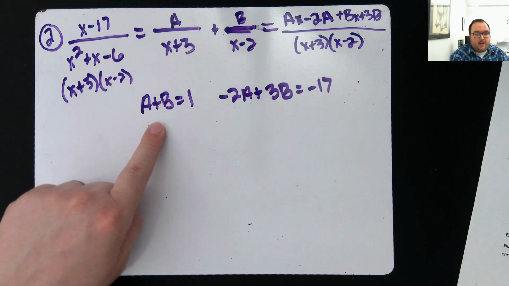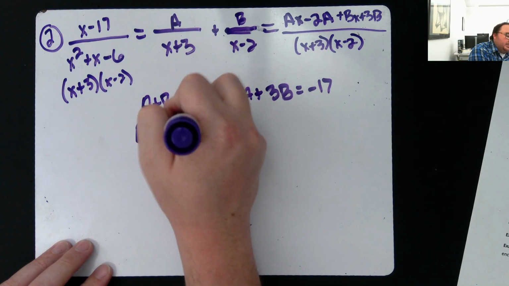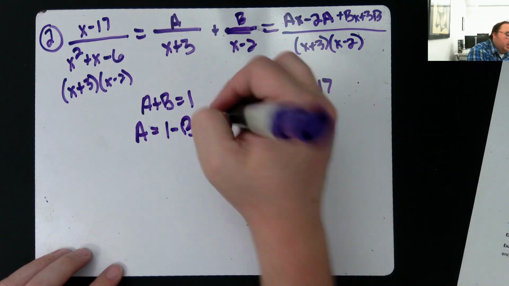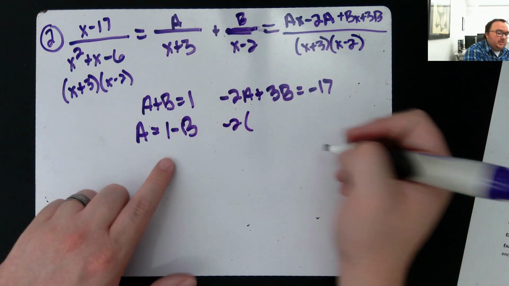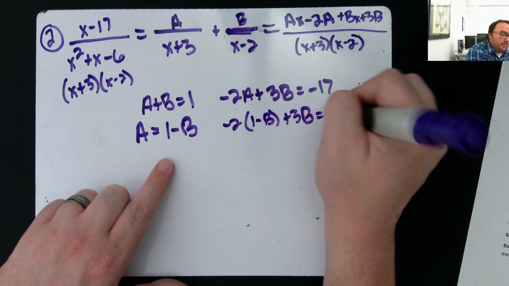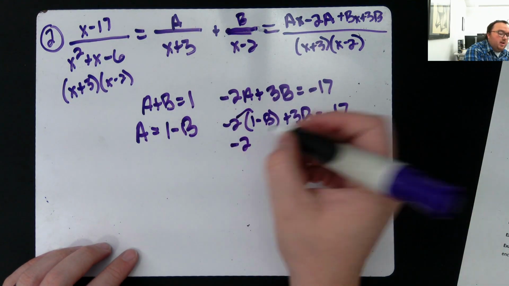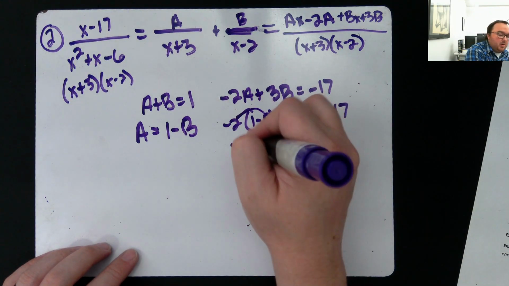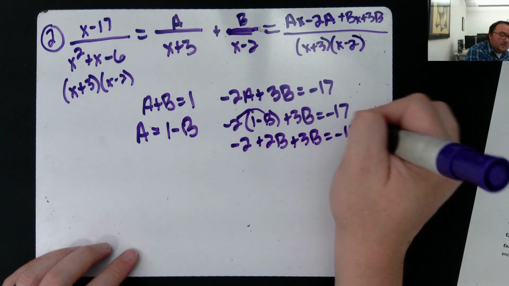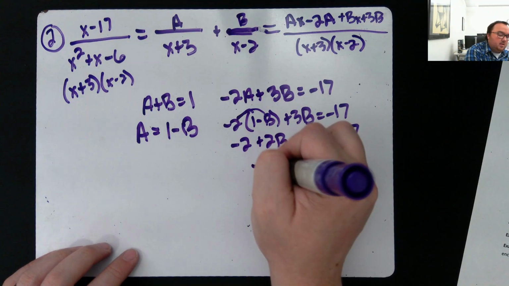Let's just solve for a here. It doesn't matter though, whatever you want to do. A would be equal to 1 minus b if I bring the b over there. So plug that in here. Negative 2 times a, we just said a was 1 minus b, plus 3b equals negative 17. Negative 2 times 1 is negative 2. Negative 2 times the negative b is positive 2b, plus 3b equals negative 17. 2b plus 3b is 5b.